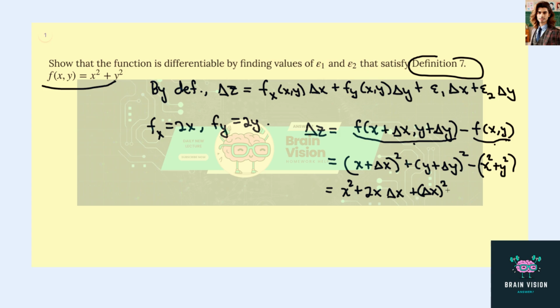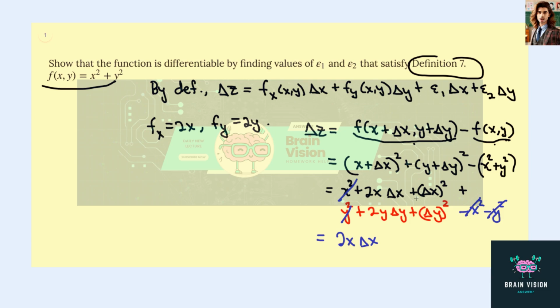Should be a plus sign there. Now I'll do the second term, that's y squared, 2y delta y, squared. And then minus x squared minus y squared. And you see that you could cancel some of these terms. And that leaves us with 2x delta x.